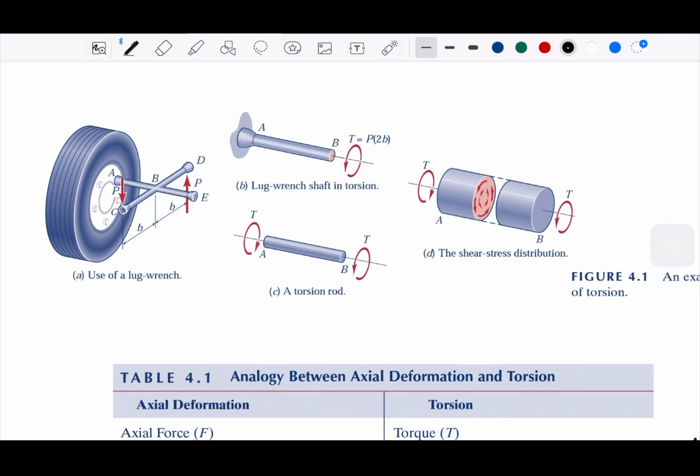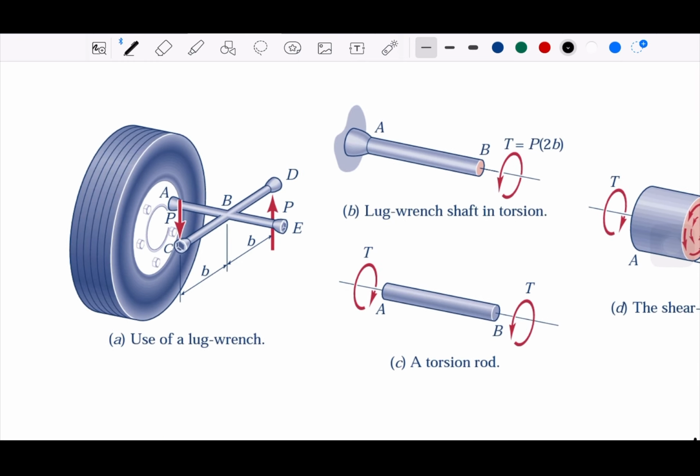member. Okay? This member. So that member will be a torsion member. We say this is a torsion member. Okay? So with a magnitude of P, you see that P is going down on point A and P is going up on point E, right?